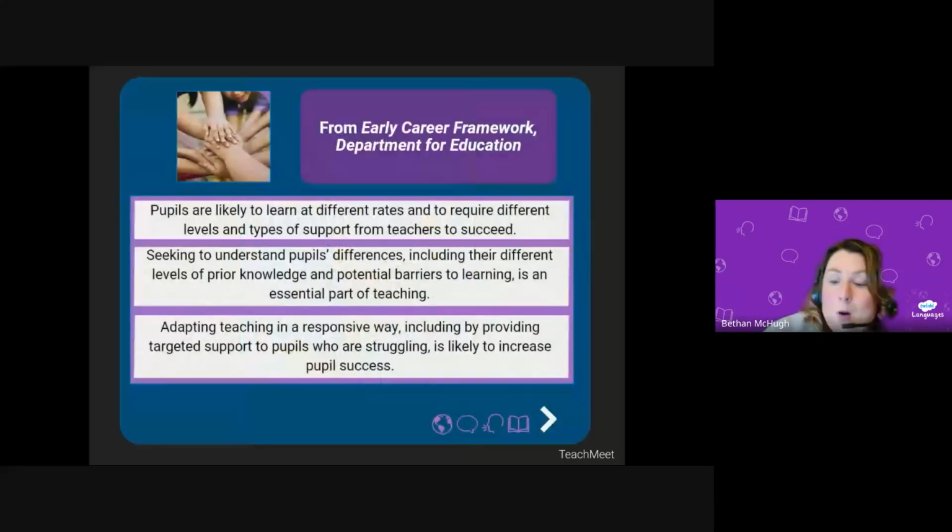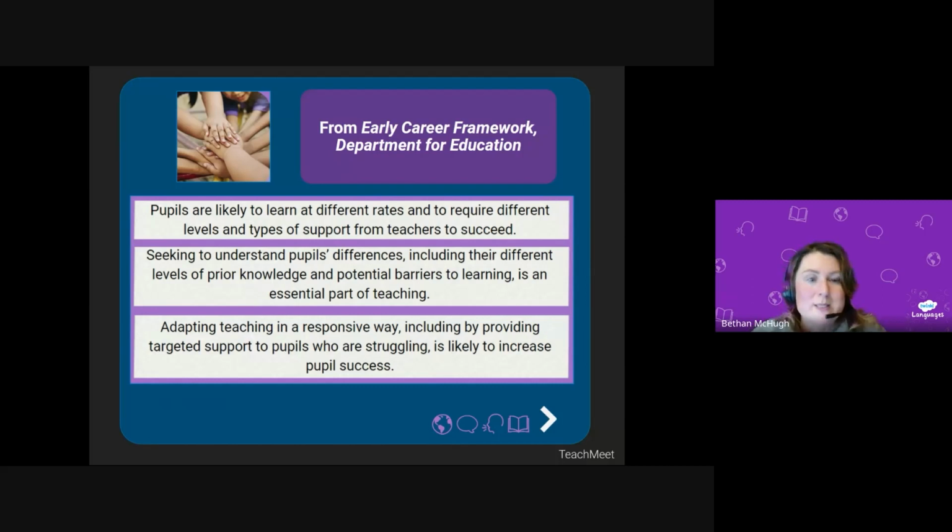The early career framework for the DFE explains in a bit more detail what's expected of beginning teachers, but actually this is relevant for all teachers. And I think for anyone who's been teaching for a long time, it's really helpful to go back and look at these, because you think, oh my gosh, yes, it's true. Thinking about children learn at different rates, regardless of any educational needs. All children will learn at different rates.